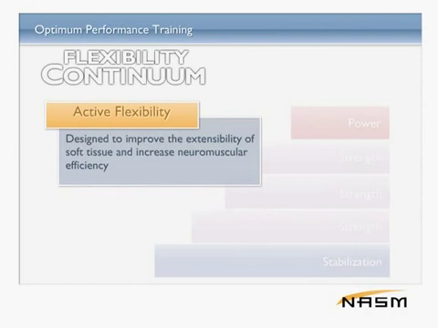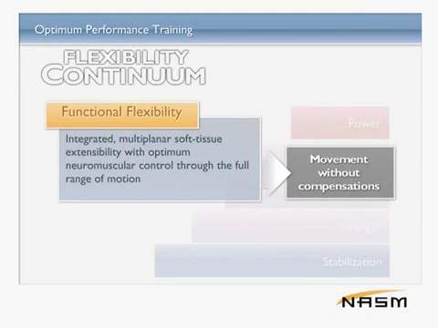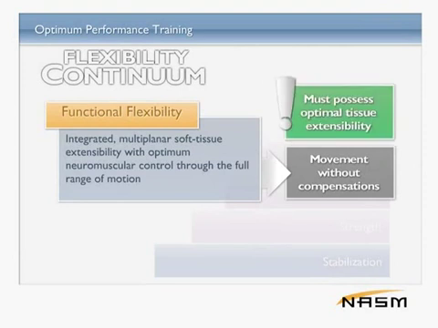Active flexibility allows for agonists and synergist muscles to move a limb through a full range of motion while the functional antagonists are being stretched. Functional flexibility is integrated multiplanar soft tissue extensibility with optimum neuromuscular control through the full range of motion. Essentially, functional flexibility is movement without compensations. Thus, for an individual to possess optimal functional flexibility, they must possess optimal tissue extensibility, developed first through corrective flexibility techniques, and optimal neuromuscular control, developed secondly through active flexibility techniques.